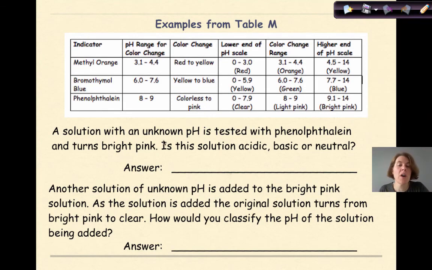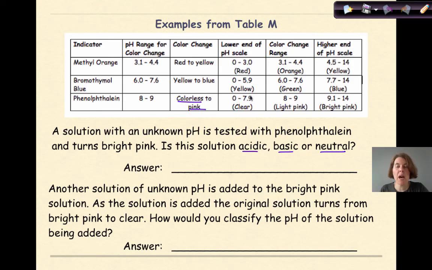A solution with an unknown pH is tested with phenolphthalein and turns bright pink. Is this solution acidic, basic, or neutral? So let's look at phenolphthalein. Phenolphthalein has a pH range of 8 to 9. So from 0 to 8, it's going to be colorless, and from 9 to 14, it's going to be pink.